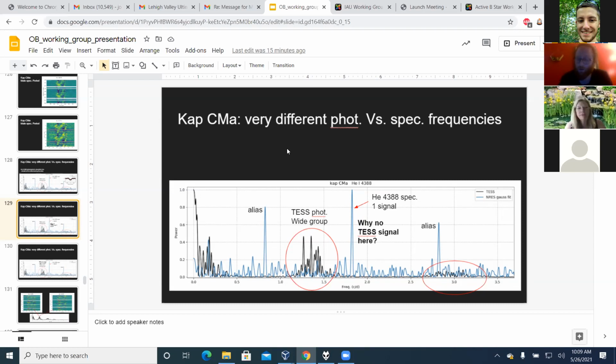Well, thank you. The message is that you need to look both spectroscopically and photometrically, because each technique reveals different aspects of pulsation, right? Yeah.